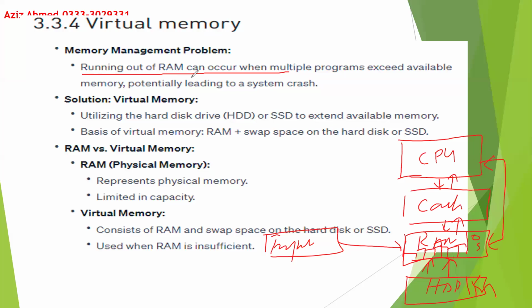It says running out of RAM can occur when multiple programs exceed available memory. You are opening different programs, and they are opening here, so RAM becomes full. Due to that, the CPU could not work. The CPU needs space in RAM, so potentially leading to a system crash. Solution: virtual memory, utilizing the hard disk drive or SSD to extend available memory. The basis of virtual memory is RAM plus swap space on the hard disk or SSD.